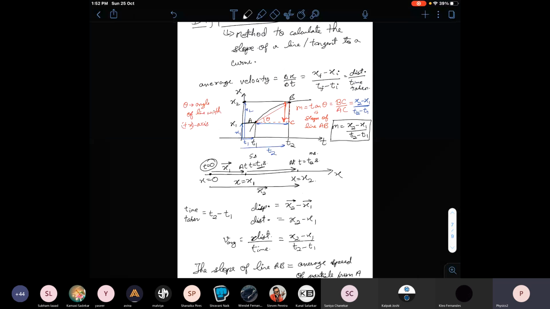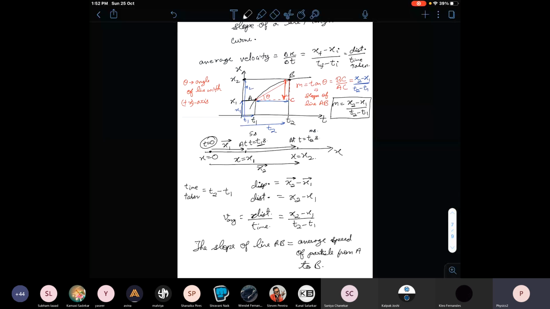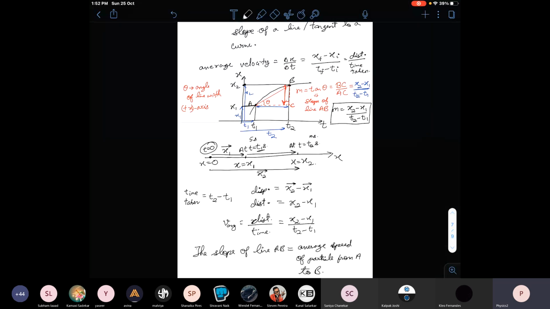First of all you need to understand what is slope. This thing is represented as slope. The slope of line AB in the graph of x-t. X and t graph means position time graph. X is position, t is time. So if you are drawing a line in an x-t graph, in a position time graph, the slope of that line gives you the average velocity. Done.